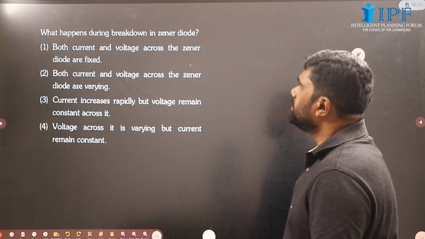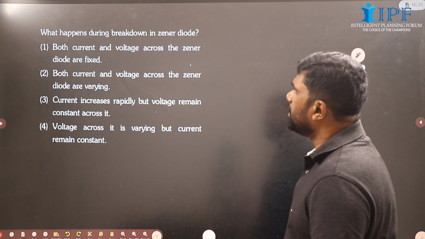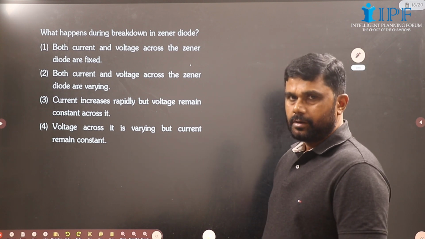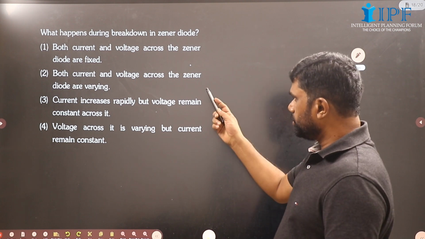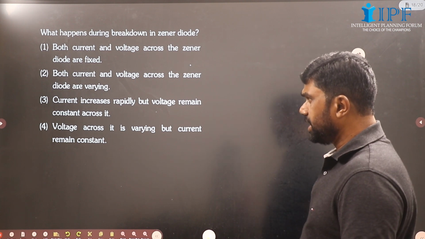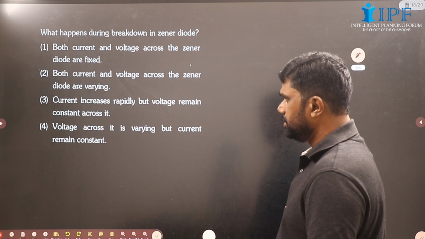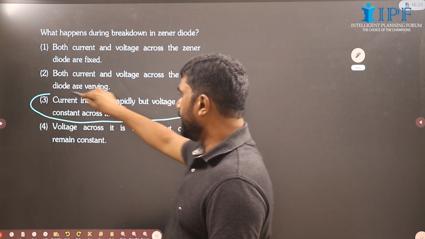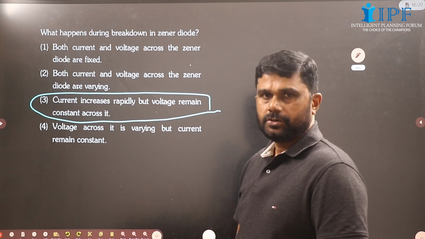Now, what happens during breakdown in a Zener diode? Both current and voltage across the Zener diode are fixed. That's wrong. Current will increase. Both current and voltage across the Zener diode are varying. That's wrong. Voltage will be fixed. Current increases rapidly, but voltage remains constant across it. Okay, that's fine.